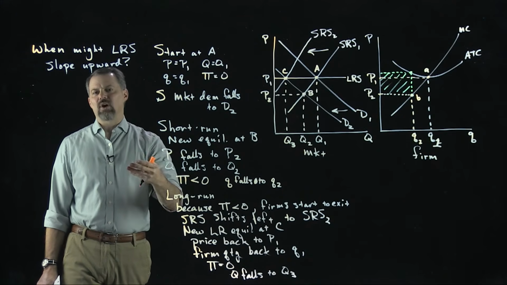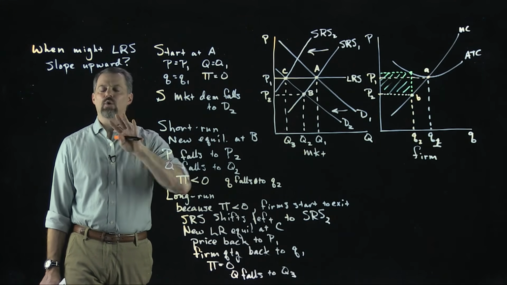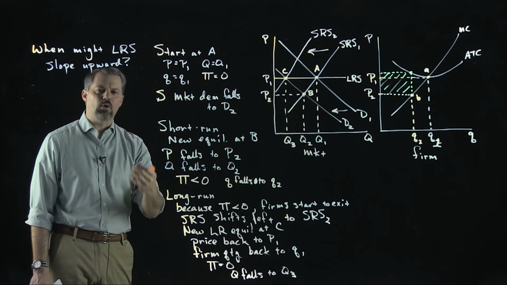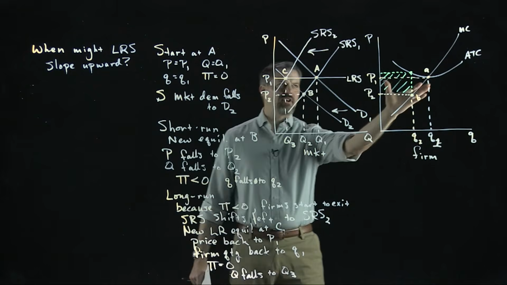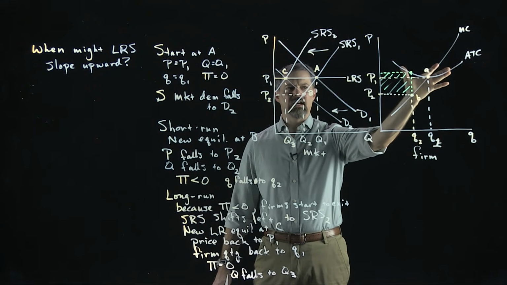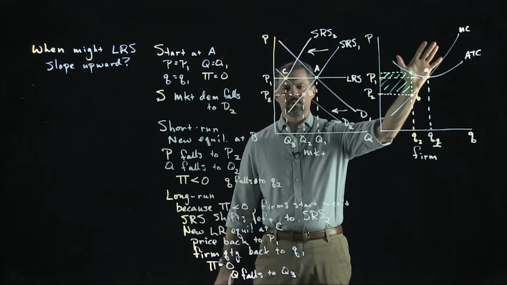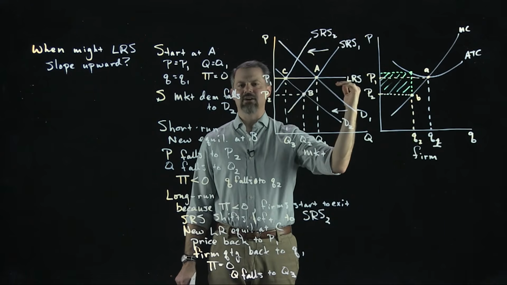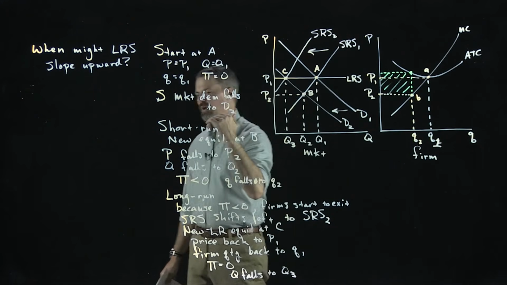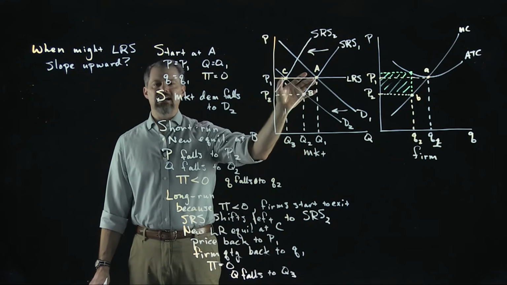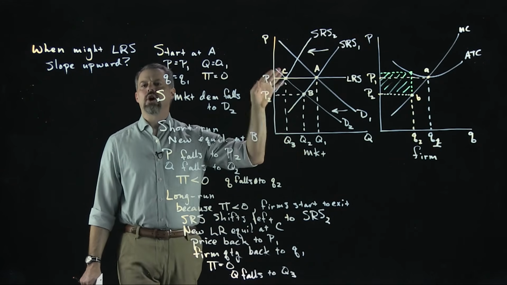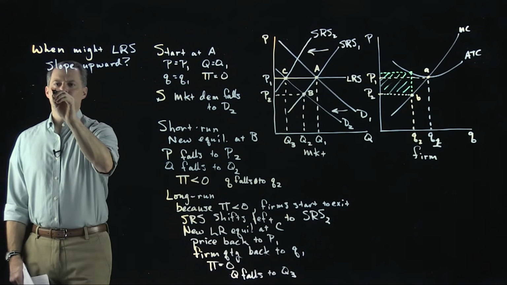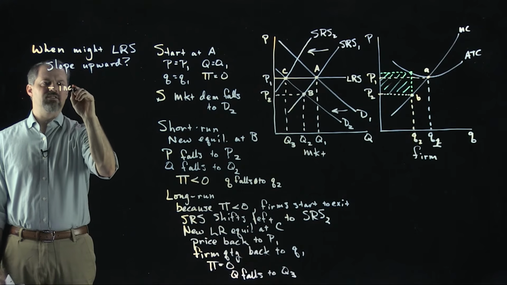We didn't change the price of inputs in this picture. We held the price of inputs constant. If we were to allow the price of inputs to go up, then these cost curves would start to shift up. If the cost of production goes up, then the cost curves are going to move up. And that means that the price at which the firms earn a zero profit is higher than before. Well, if the price at which firms earn zero profit is higher than where it started, then your long-run supply curve is going to slope upward. So we could have an increasing cost industry.